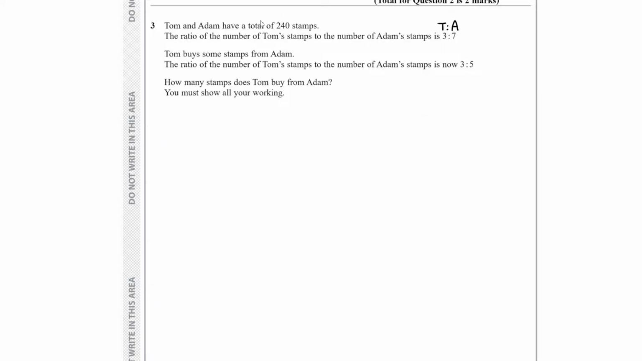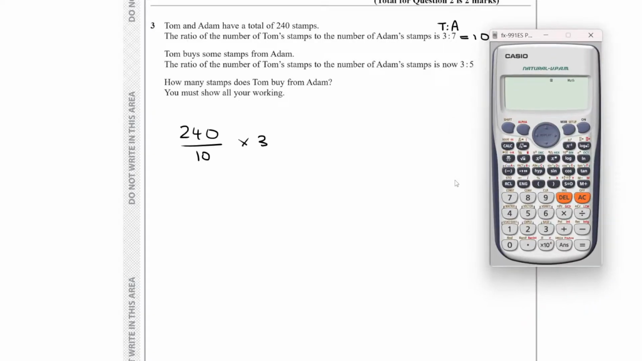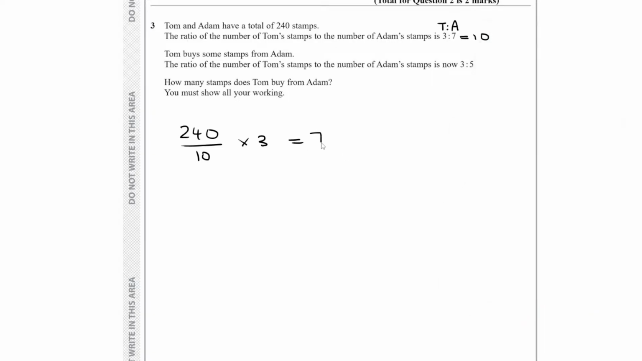So the total amount of stamps is still 240 in each scenario, isn't it? So that hasn't changed. So I'd basically say just share out both ratios and then find the difference. So let's do that. We want to add these up, don't we? That's 10. So for the first scenario, before they start buying stamps off each other, divide it by 10. So we could find out how many Tom has. You times it by 3, which is basically just 24 times 3, isn't it? So Tom originally had 72 stamps.